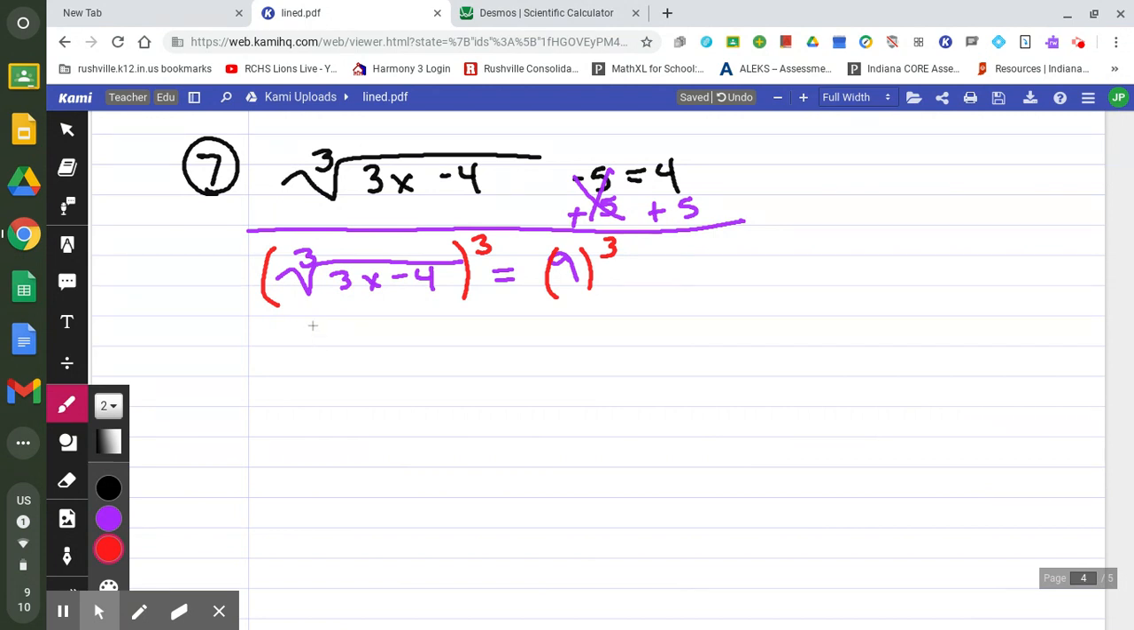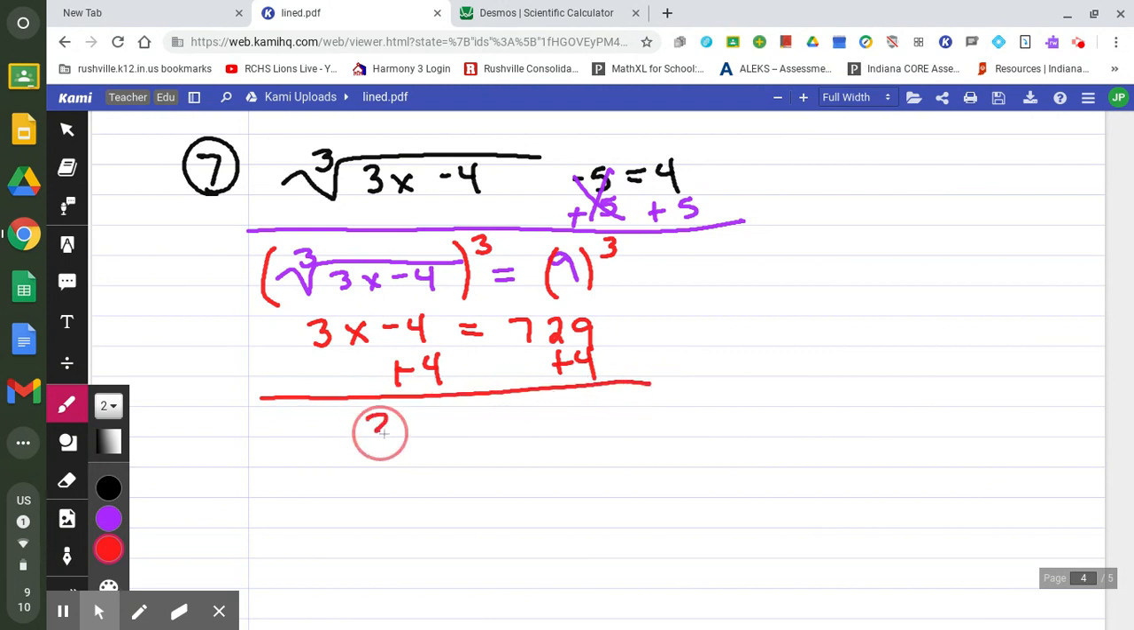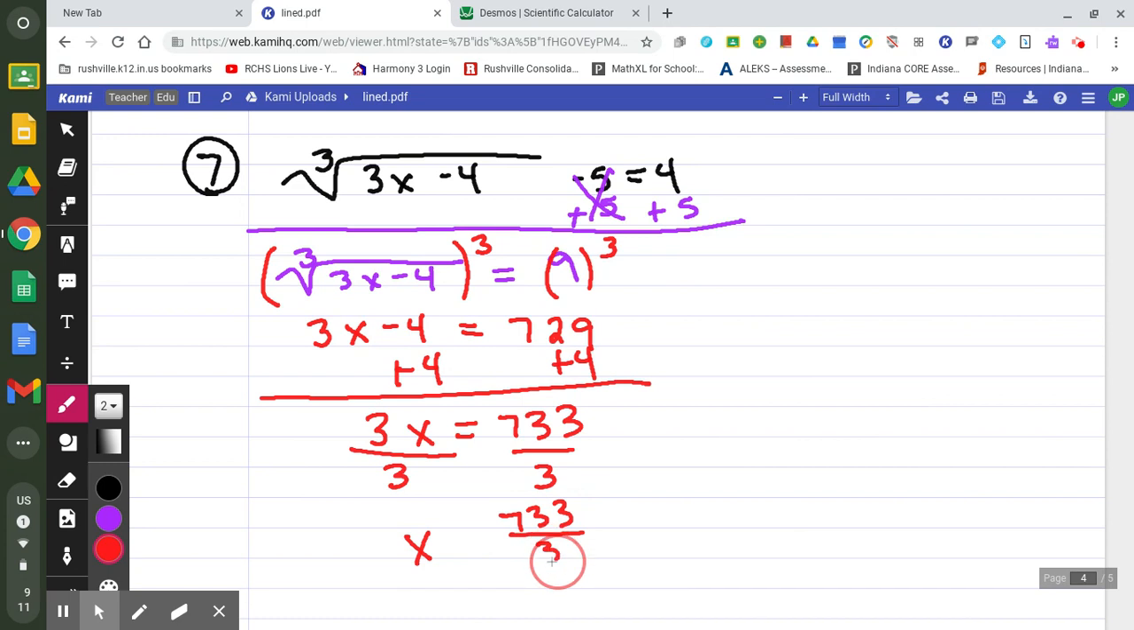So that leaves me with 3x minus 4 equals, and 9 times 9 times 9 is 729. Then I will add 4 on both sides of the equal sign. 3x equals 733. Divide by 3. Again, it's ugly, but our answer will just be, ooh, I forgot the equal sign. Will just be a fraction.